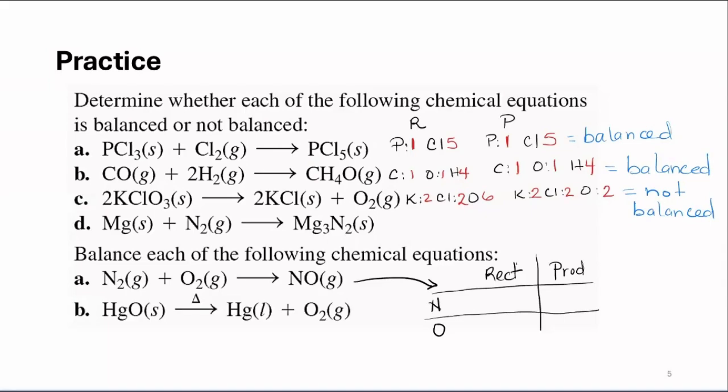So in the reactant, I see that I have 2 nitrogens and 2 oxygens. In this chemical reaction, I have specifically 1 nitrogen and 1 oxygen in the product.